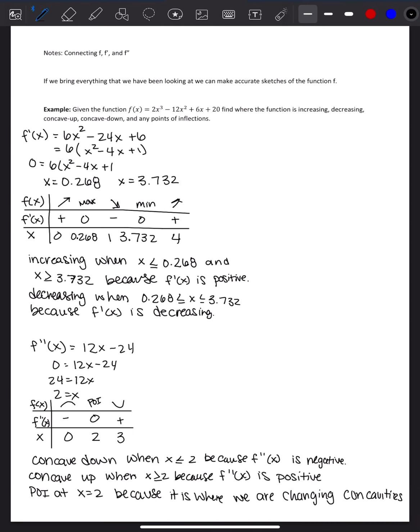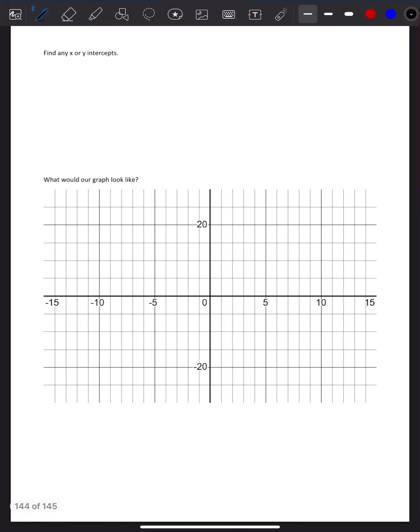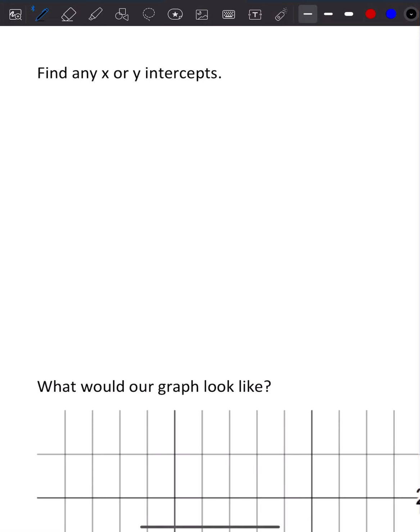So I know a little bit of information. I'm increasing before and after the critical points. I am decreasing in between our critical points. I have a point of inflection at 2. I am concave down before, I'm concave up after. So there's a few more things that we want to know in order to kind of help us out. So x and y intercepts.